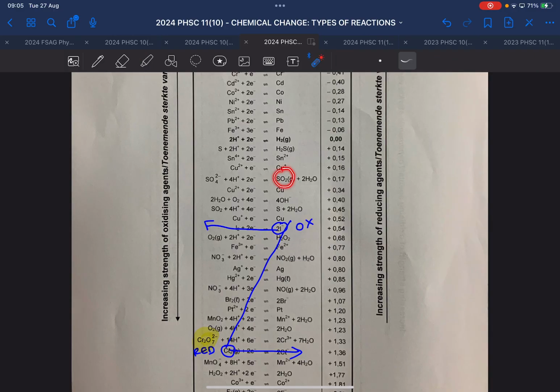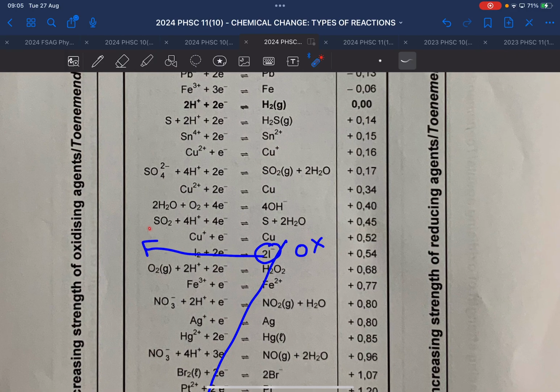There's one and there is one. Which one do I use? Can you see that this one said it is acidified? And this one does not say it's acidified. It's just there's water present.